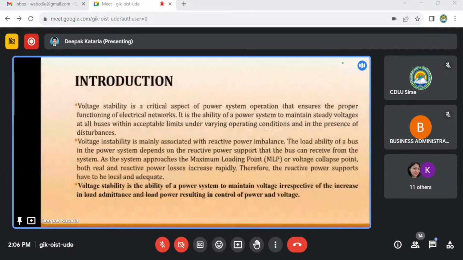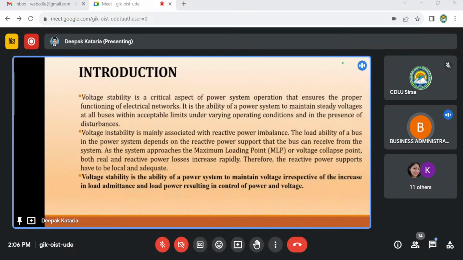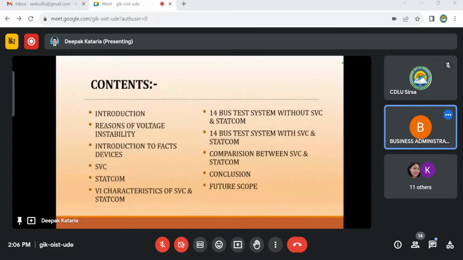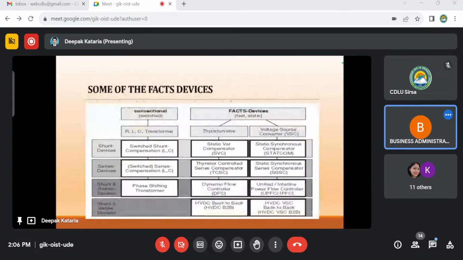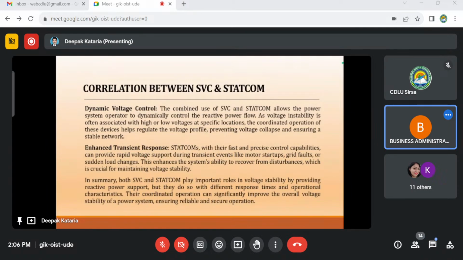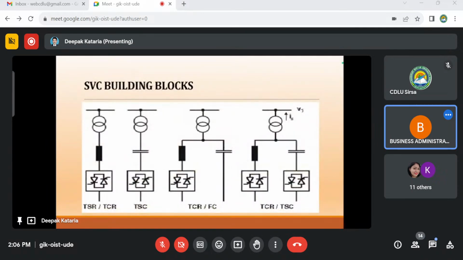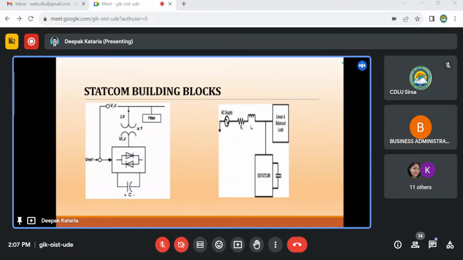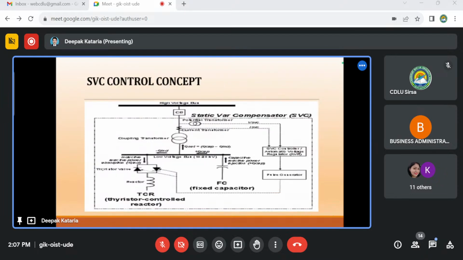Basically, the first point is introduction about voltage stability. Voltage stability is a critical... Come to your work. Okay, sir. So basically, the SVC building blocks contain TSR, TCR, TSC, and the STATCOM building blocks are presented here. I have compared these SVC and STATCOM in power system.